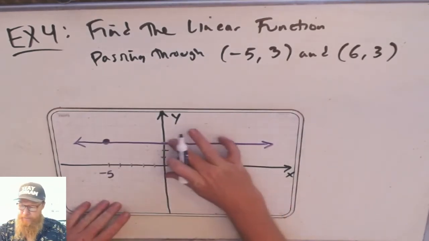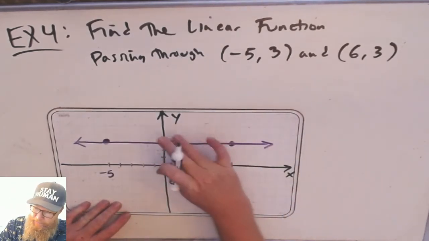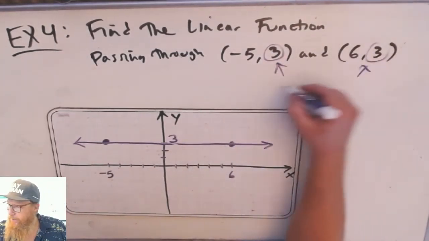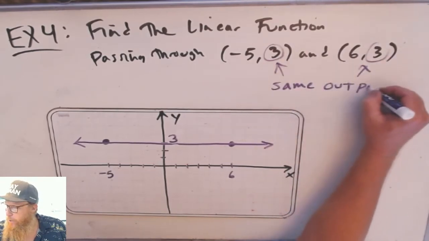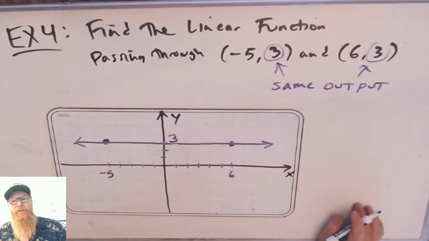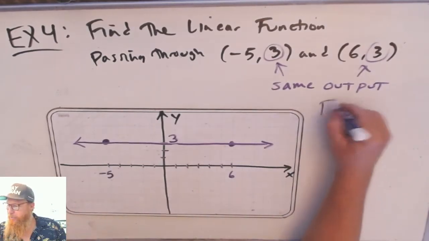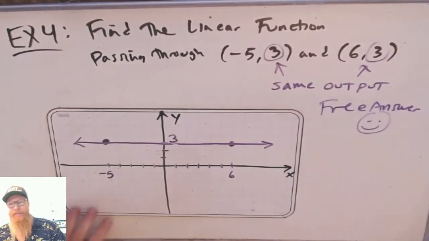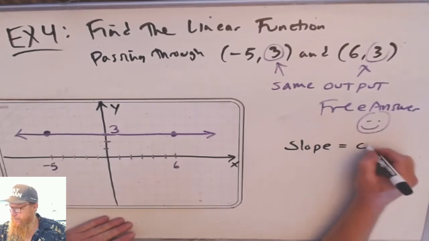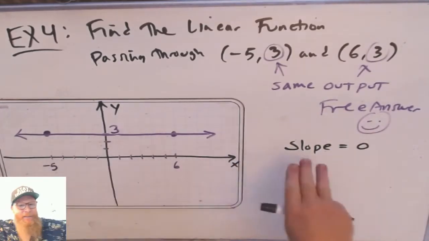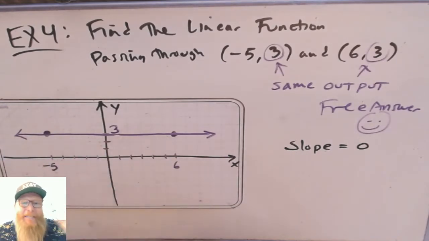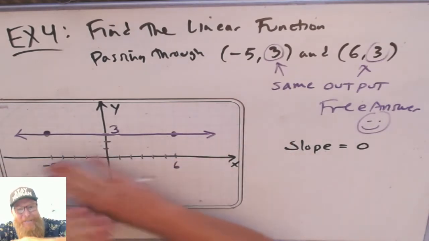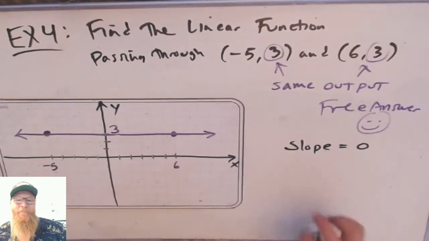Oh no, look. It's horizontal. Yeah, both points have the same Y value. It's called the same output. Yeah, that's the Y value. We're done. This is a free answer. Yeah, the slope is 0. You don't have to calculate anything. Don't even waste your time. Don't even bother counting. Don't bother using a formula. Use your mind. It's horizontal. Horizontal. The slope is 0.